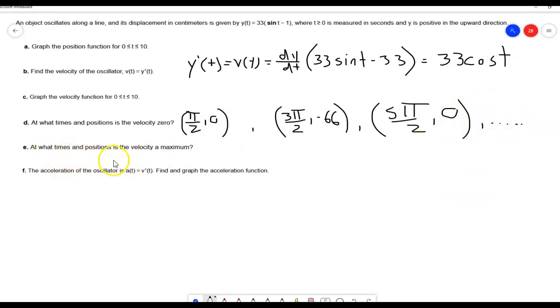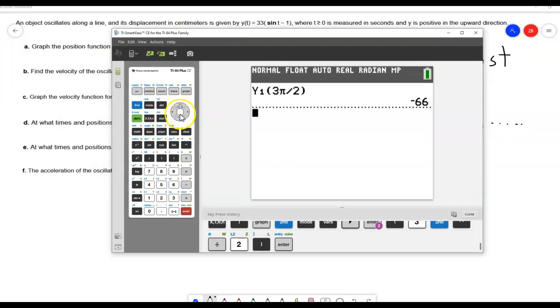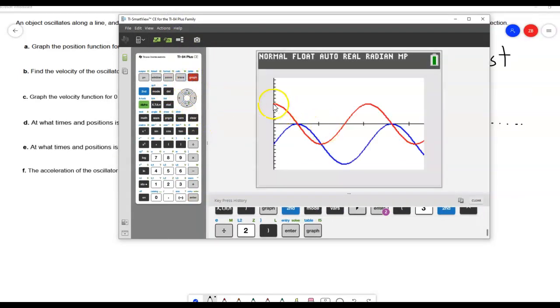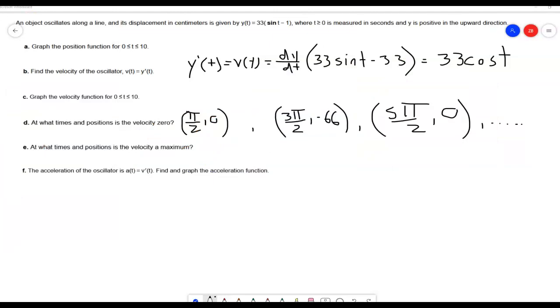At what times and positions is the velocity a maximum? All right, well, let's take a look at our graph here. So at what times and positions is our velocity a maximum? If I go look at my graph here, my velocity is the red graph. So it looks like it's at 0, right? It's at a maximum right here. It looks like it's again at 2 pi, and it's going to be again at 4 pi. There are other ways to figure that out as well, but visually it's going to be maximums at those points. So 0, 2 pi, 4 pi, and so on.